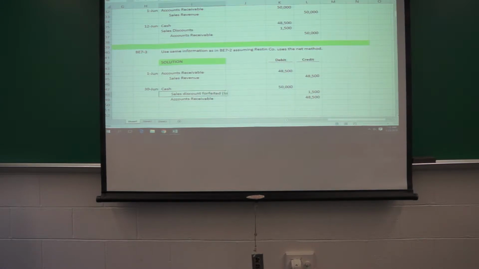You can just say sales discount lost, but you should know forfeited because if you transfer or take the CPA exam, they probably won't want a simple word like lost. But this is a sort of an other revenue account. It's a sales discount forfeited. Okay.